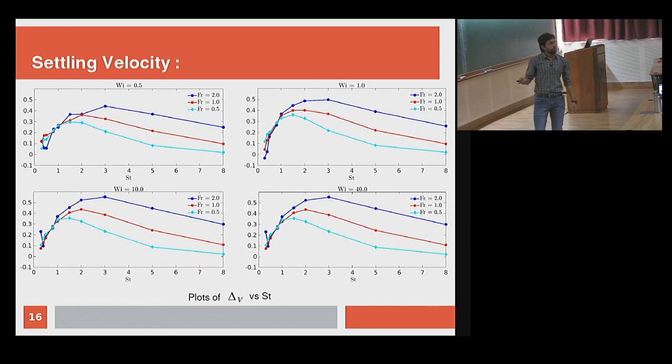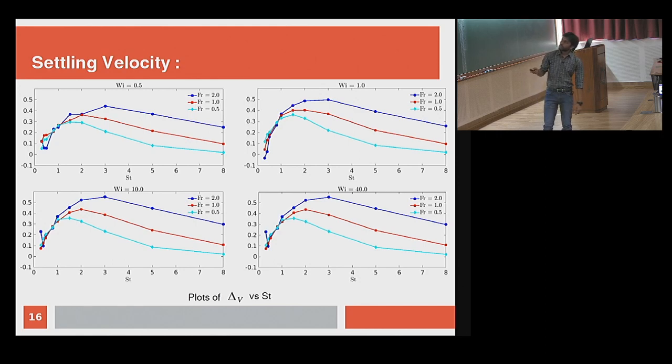For the settling velocity, the plot is for delta V, that is the fractional change in the settling velocity compared to when a particle is settling in a stationary fluid. So we are looking at the fractional change in the settling velocity. The Froude number written here tells you the effect of gravity. Larger Froude number means smaller gravity. Larger gravity is smaller Froude number.